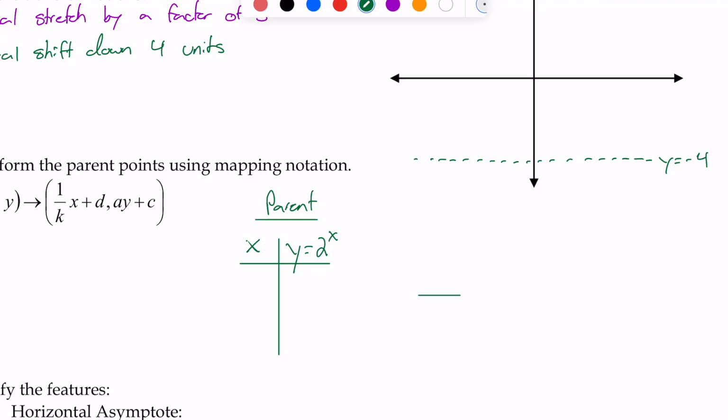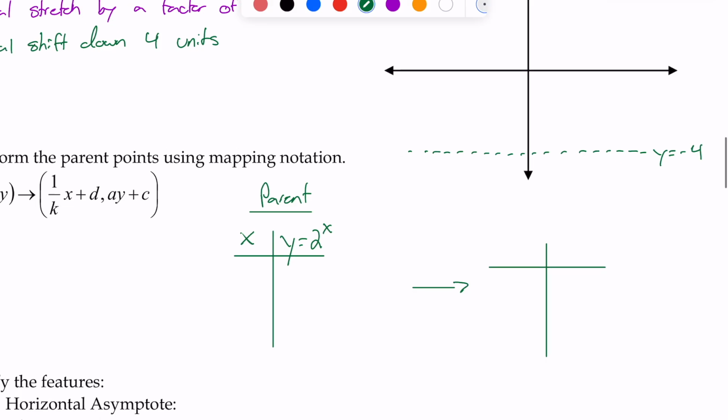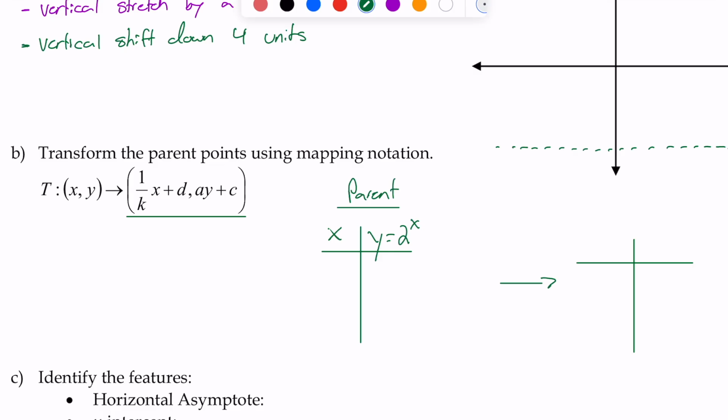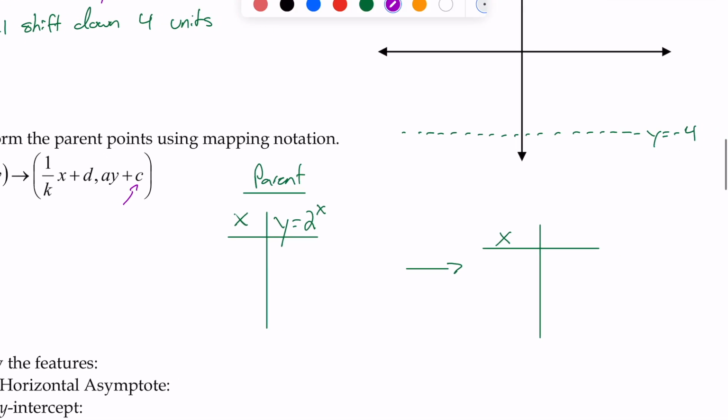Our transformation is us taking these x and y coordinates and applying whatever transformations occur according to this right here, okay? In our case, we have no k value and no d, so all of your x coordinates are going to be the same. But we have an a value and a c value. So you're going to take your y coordinates and multiply them by the a, so 3, and subtract, in this case, 4, because that's your c value.